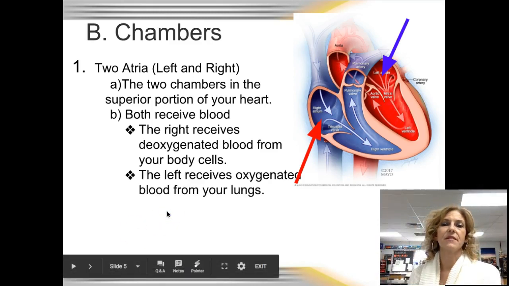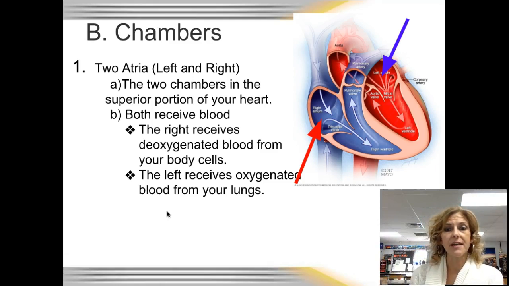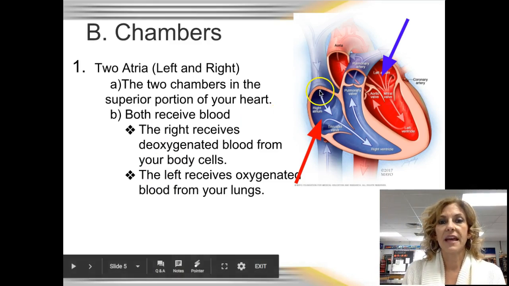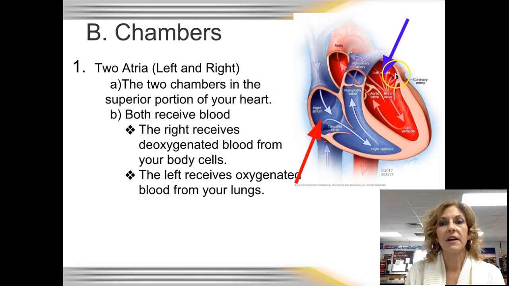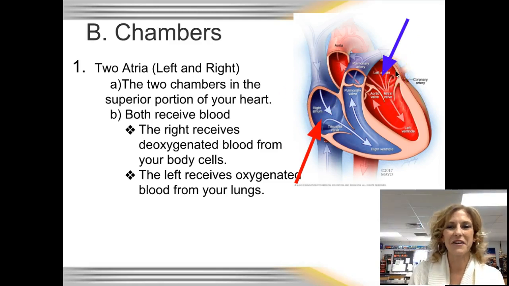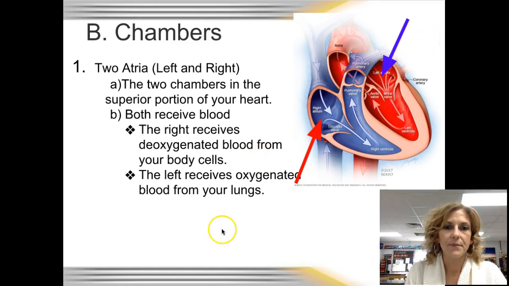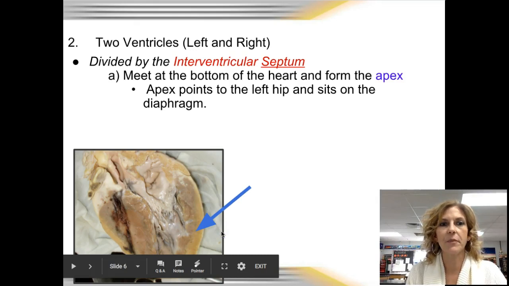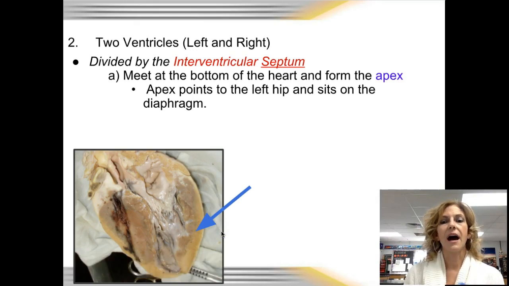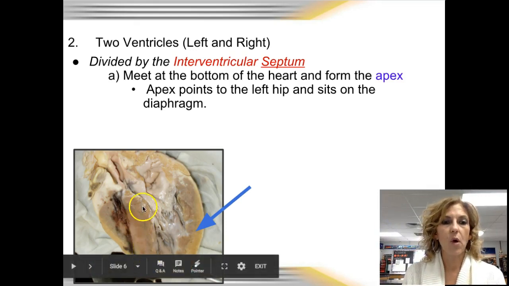Both right and left, the job of the atria is to receive blood. It's just where they're receiving it from that makes the difference. So the vena cavas are emptying blood from the rest of your body into the right atrium, and the pulmonary veins are delivering blood from the lungs. So both of them are receiving blood, whereas the ventricles on the bottom are pumping blood out. They're delivering blood.